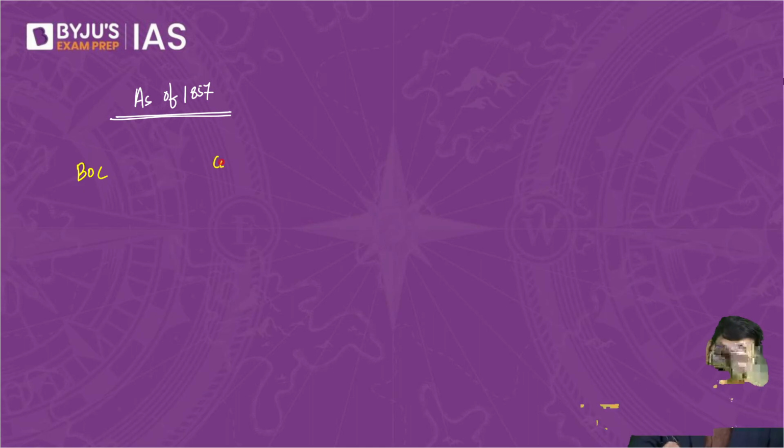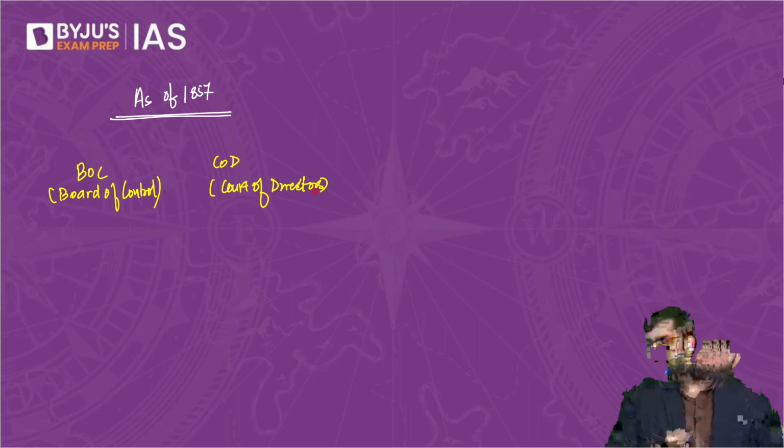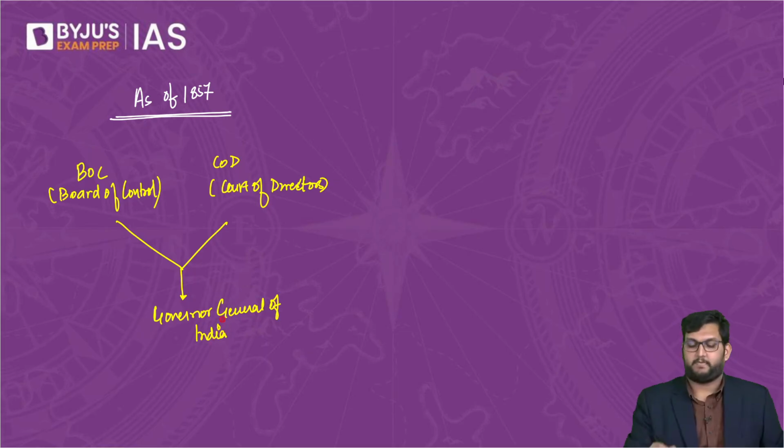Subarna, it was believed that East India Company is not responsible enough to hold on to India. Listen to me. Now, in England, you have what? The BOC, the COD, Board of Control, and Court of Directors. Then they act in India via the Governor General of India. He has his own legislative and executive council.